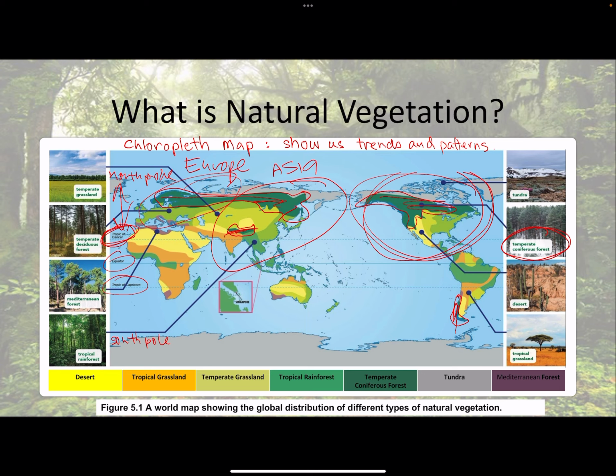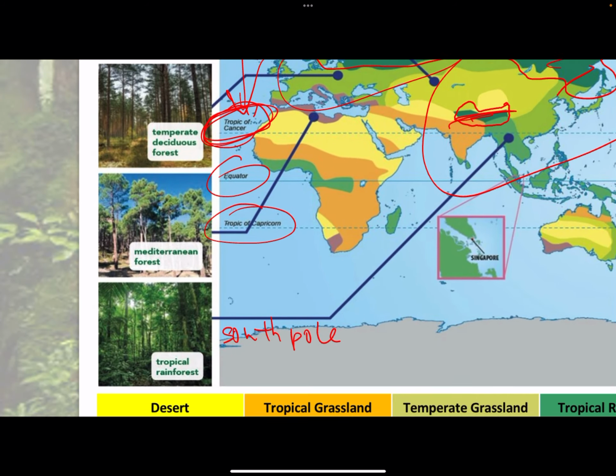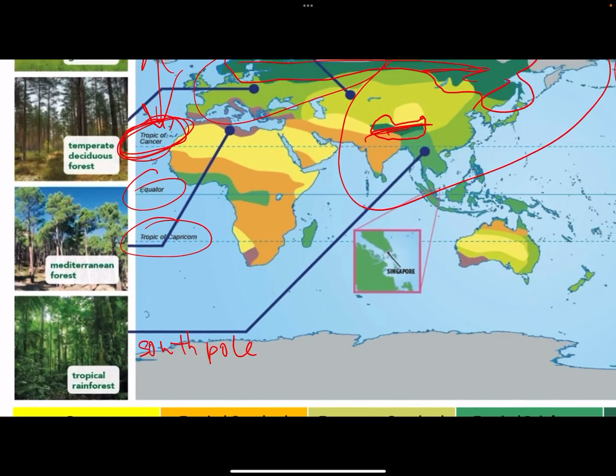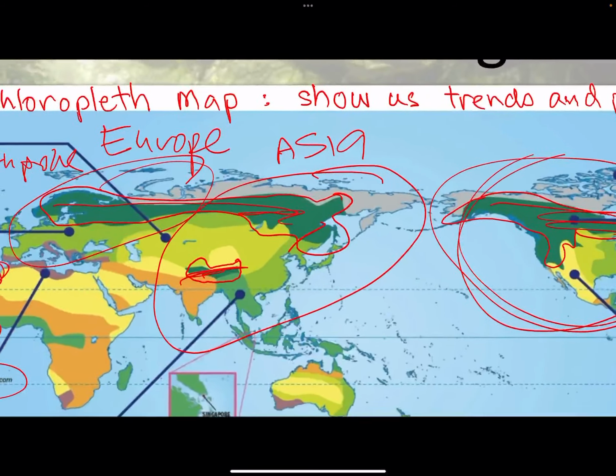So how does this work? They show you a couple of different types of forests. So for example, let's take a look at the tropical rainforest here. The tropical rainforest is this particular shade of green, right? So everything that's this green is actually tropical rainforest areas.